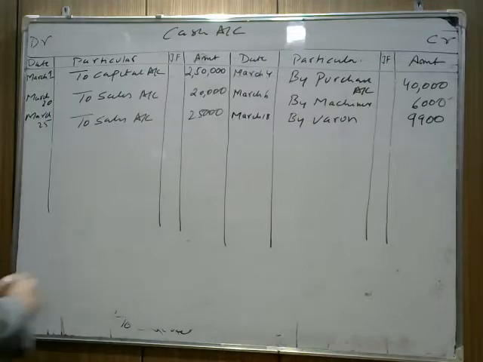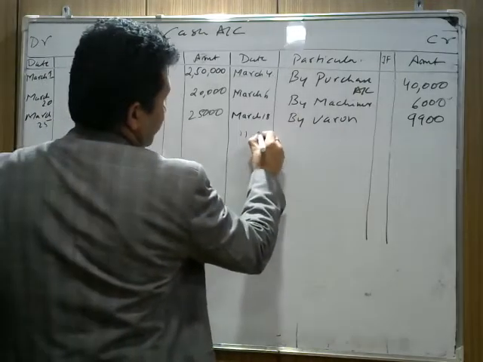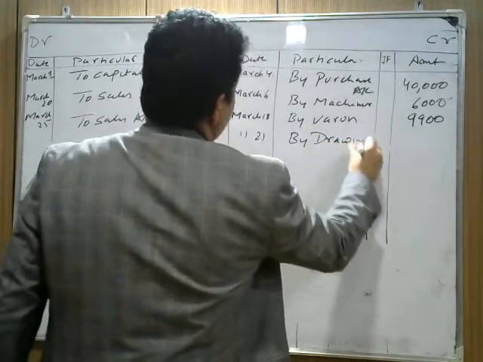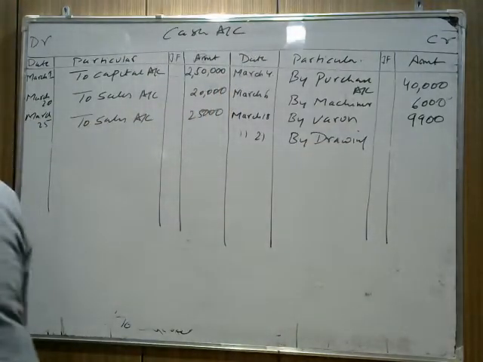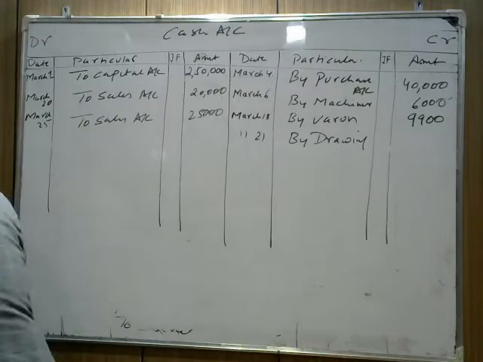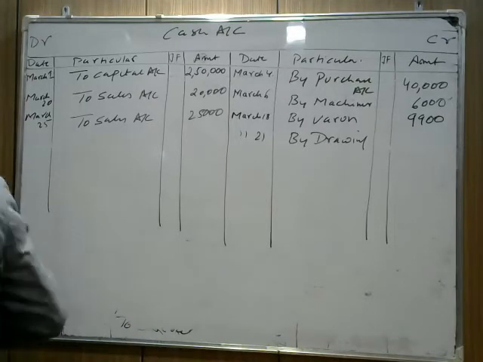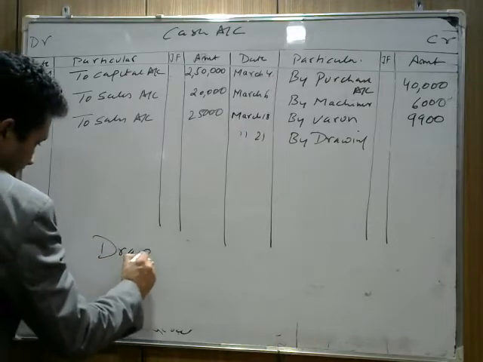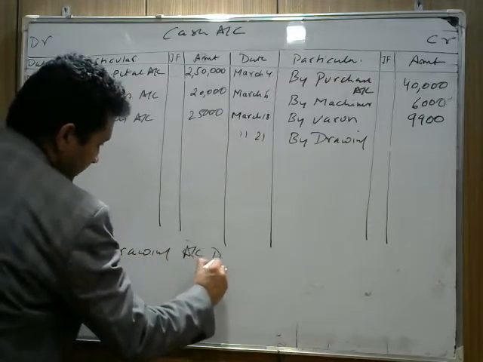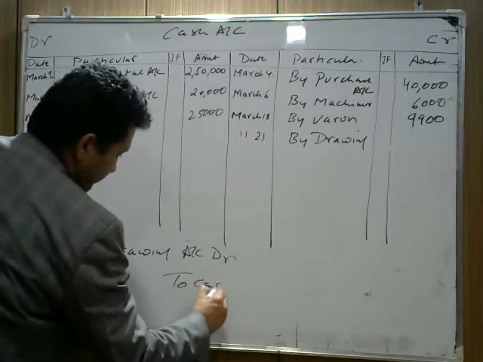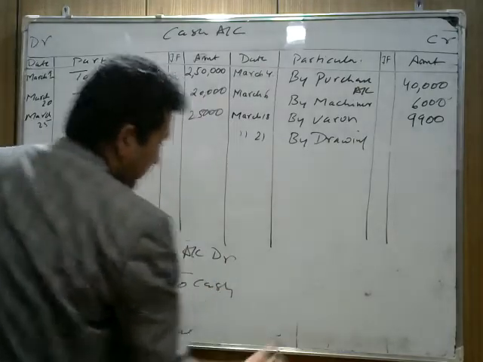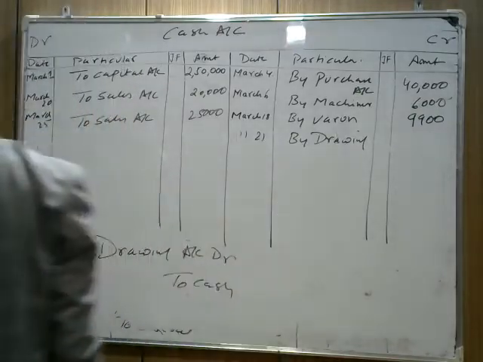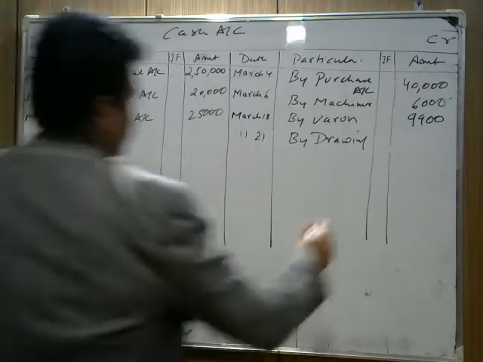Then on March 21st we write drawing, "by drawing account". Now why do we write drawing account on March 21st? Because it is mentioned that cash was withdrawn by the proprietor for his personal use. So we say drawing account debit to cash account. Here cash will be credited because cash कम हो रहा है. तो why ये cash credited? Because of drawing. So we write "by drawing" and the amount of drawing is 30,000.